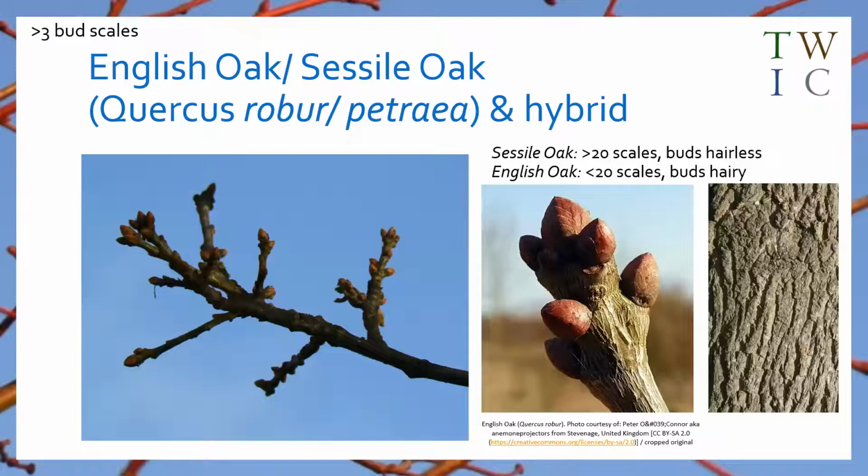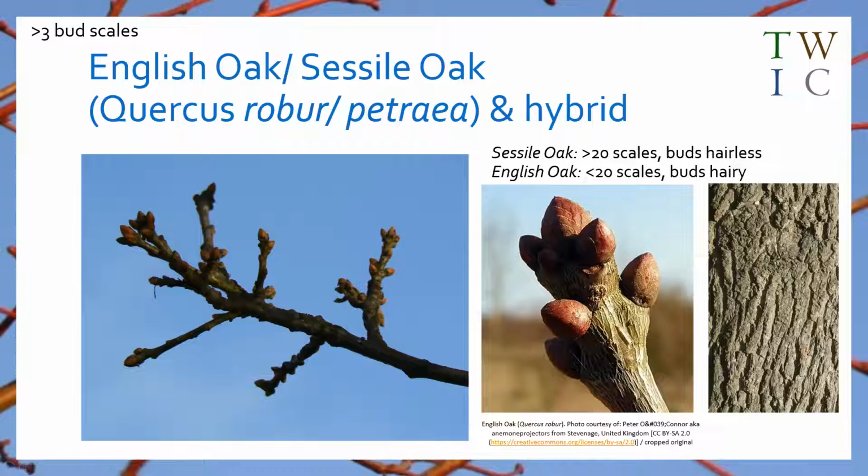So on the oaks, we've got two main species that you're liable to come across, so English oak and sessile oak. There's also a hybrid to be aware of. So if your specimen doesn't quite fit or has a mix of characters, it's quite possible you're looking at a hybrid. But the way to tell apart the two species really is to look at the bud scales. And for this, you're definitely going to need your hand lens, because you're going to need to count the scales and decide if you've got more than 20 or less than 20 scales.